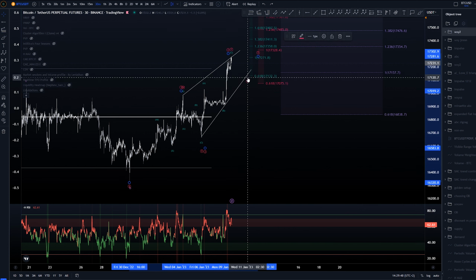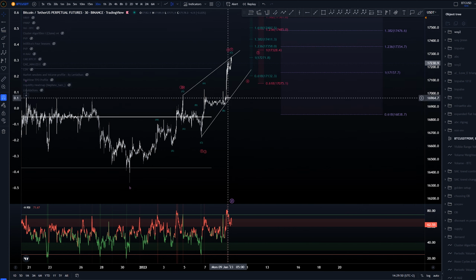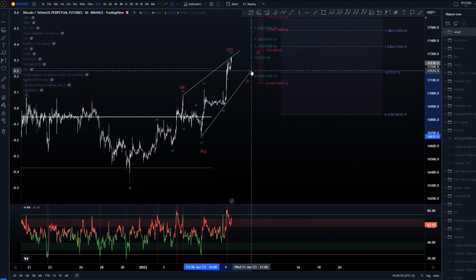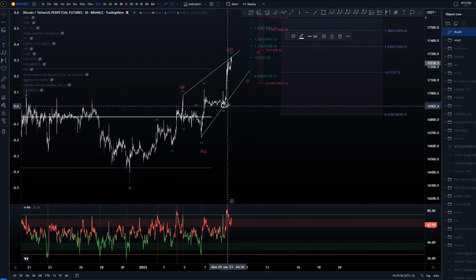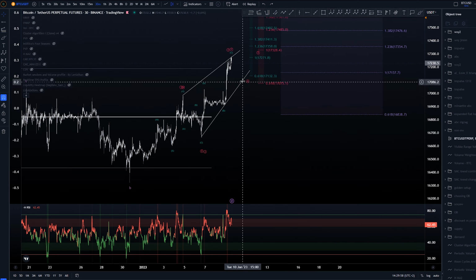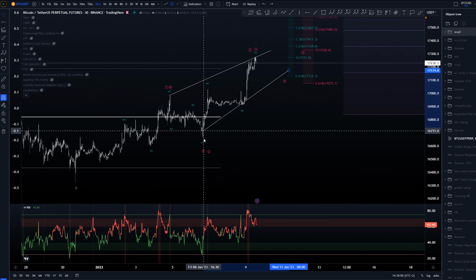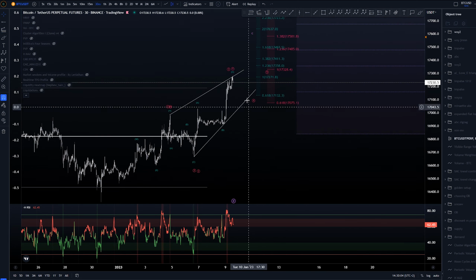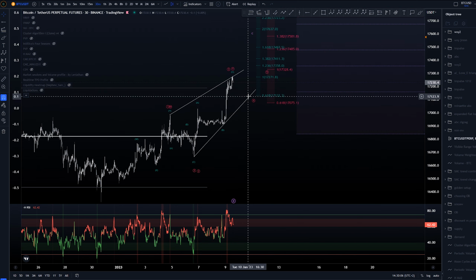Then we'd again be looking for wave 4 here. The way I labeled this trend line here is just based on the price action from the pivot point of that wave 2. It's not actually pivoted properly. There we go. And again, we'd be looking for some kind of retracements here.